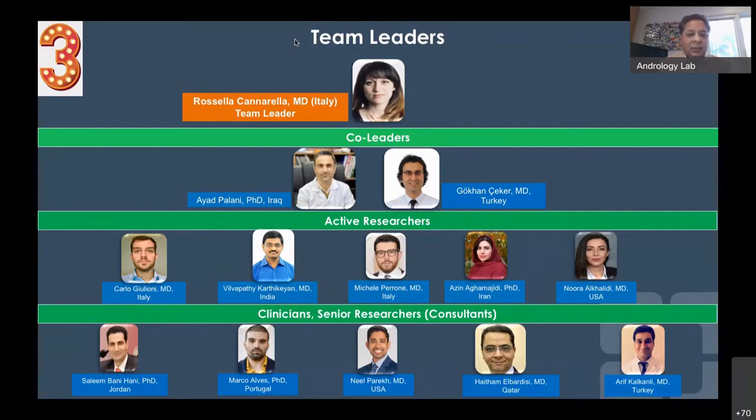We have Ayat Palani, who has been a co-leader with Dr. Ramadan, and then Gokhan Sikar, we have invited him to join. Now, some of these people who have been listed as co-leaders have not been announced. We have not publicly announced or have them complete all the formalities for joining and sign the agreement that we have, and this will be done in the coming days. And then we have active researcher in the name of Dr. Carlo Giuliani, Dr. Kartikeya from India, Michelle Pironi from Italy, Azin from Iran, and Noura from USA. Then we have at the bottom row are those who are our consultants.